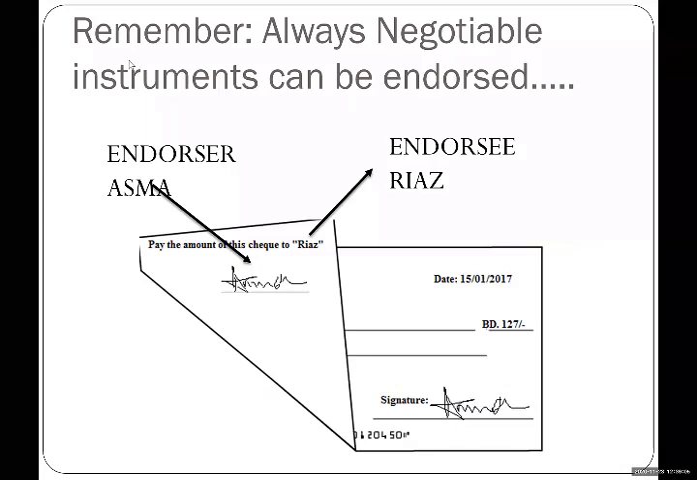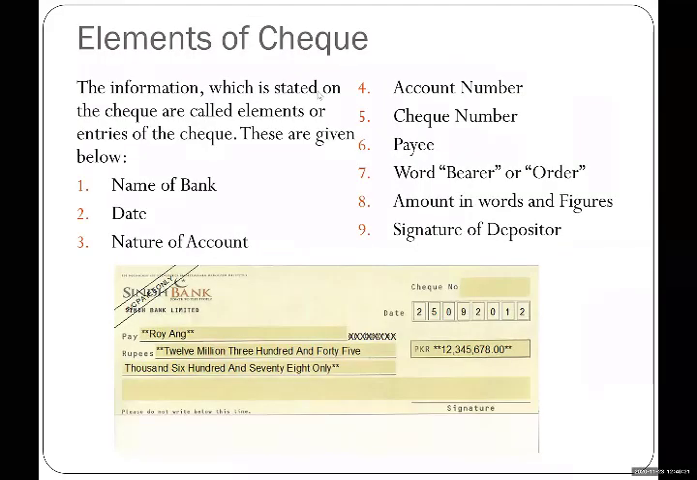Now, one thing to always remember: negotiable instruments can always be endorsed. We cannot endorse non-negotiable instruments. Endorsement is always on the back side of the instrument. In this check, you can see this is the check of Bahraini dinar 127 and this is the drawer of the check. The drawer of the check now endorses on the back side: pay the amount of this check to Riaz. So who is the endorser in this case? Asma is the endorser and the endorsee is Riaz. Now there are two more parties that come in when the check has been endorsed, the endorser and the endorsee. Mr. Riaz is the endorsee.